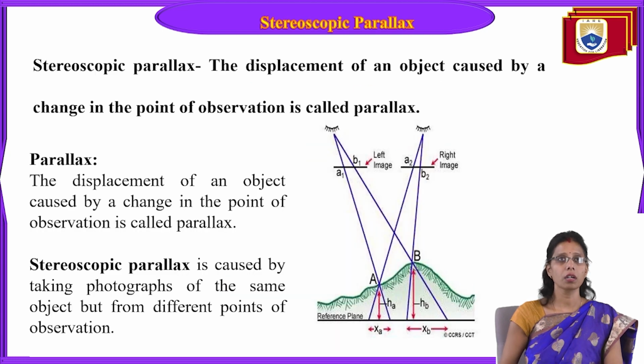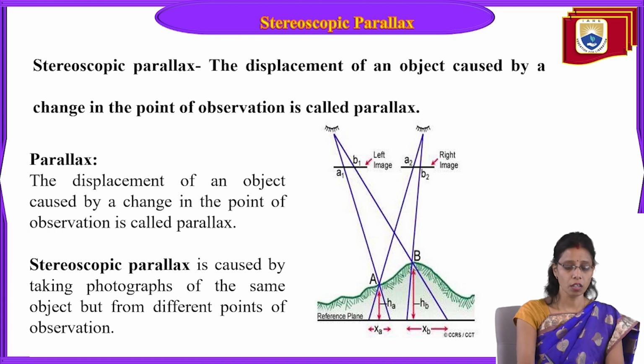Now let us understand stereoscopic parallax. What is stereoscopic parallax? To create a stereoscopic parallax, we need stereo photos. In the previous slide we saw that stereo photos are photos which are adjacent but overlapping. In stereoscopic parallax, the displacement of an object caused by a change in the point of observation is called parallax.